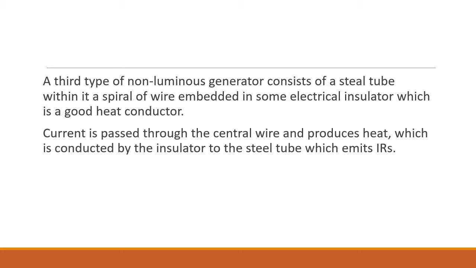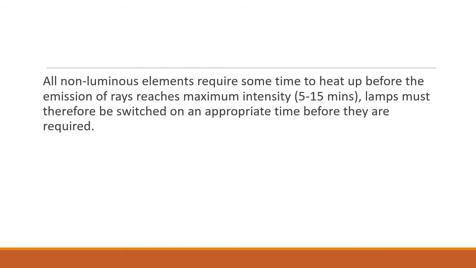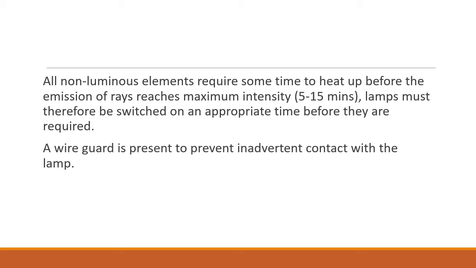Current is passed through the central wire and produces heat, which is conducted by the insulator to the steel tube, which emits infrared. The tube is bent into 2 or 3 turns and mounted on a suitable reflector to give more heat. All non-luminous generators or elements require some time to heat up before the emission of rays reaches maximum intensity. It requires from 5 to 15 minutes. Lamps must therefore be switched on an appropriate time before they are required. A guard is present to prevent inadvertent contact with the lamp.